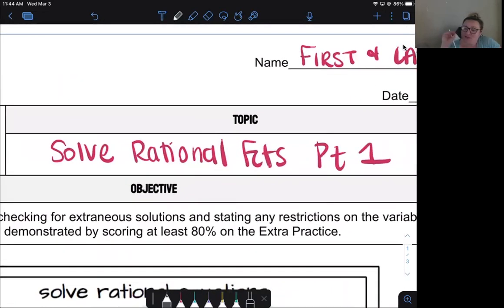So far we've taken rational expressions, we've simplified them, we've added and subtracted them, and we've simplified complex fractions, which is just a whole bunch of rational expressions in one giant fraction. Today we're going to take those skills and apply them to these things called rational equations, which I just realized should say rational equations. Solving rational equations, part 1.